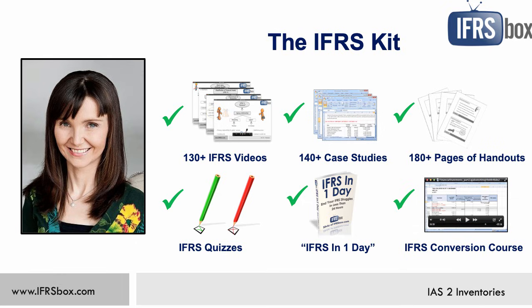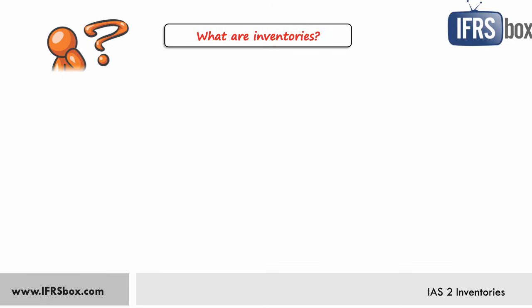Let's focus on IAS 2 now. Accounting for inventories is arranged by the standard IAS 2 inventories, as we have already said, and that's one of the older standards as it was issued in 2003 in more or less current form.